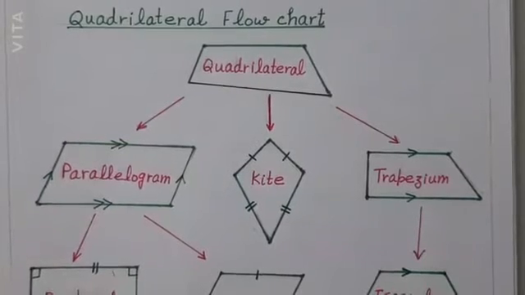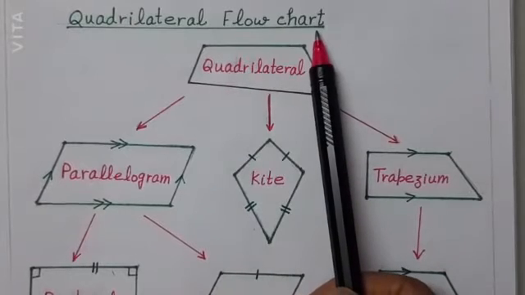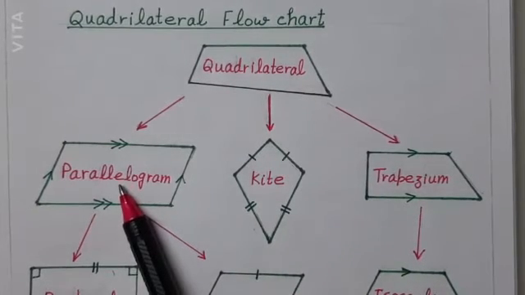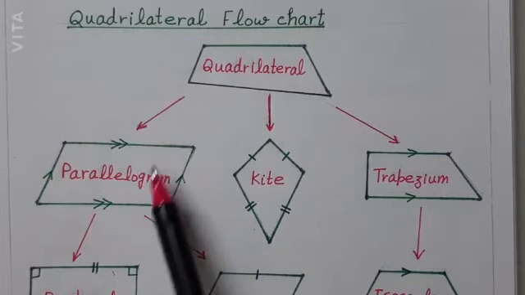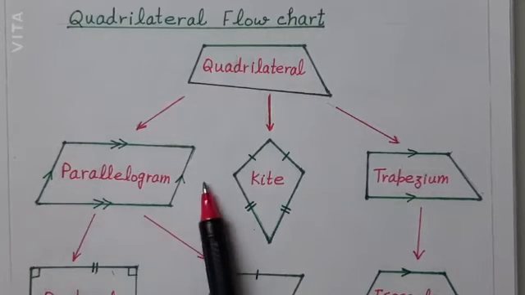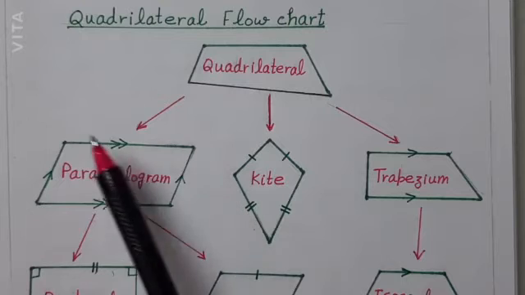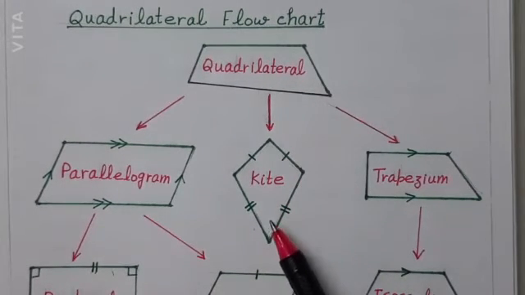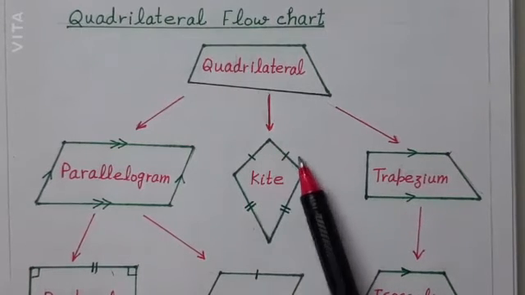Now students, let us discuss the quadrilateral flow chart. A quadrilateral can be a parallelogram, where opposite sides are equal as well as parallel. Also, opposite angles are equal. A quadrilateral can be a kite, where adjacent sides are equal.